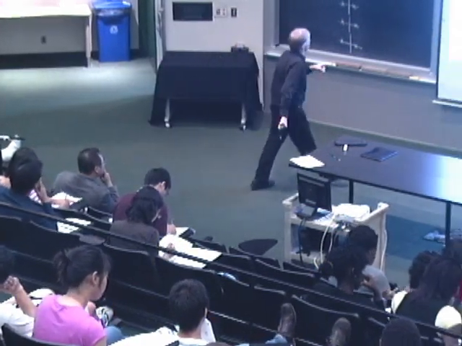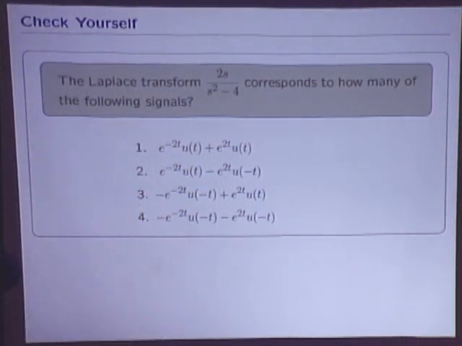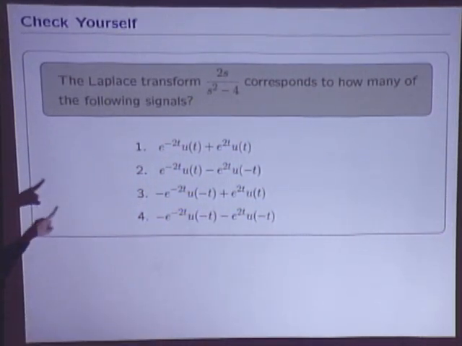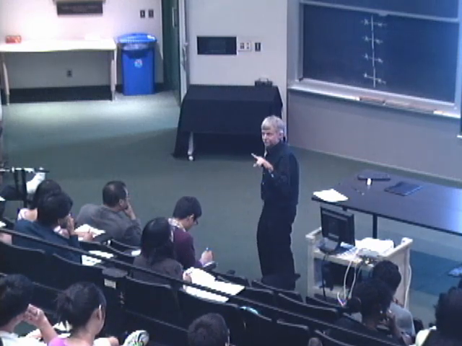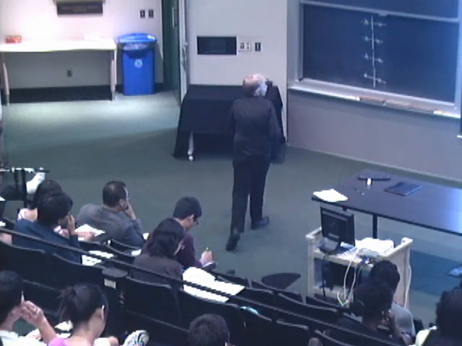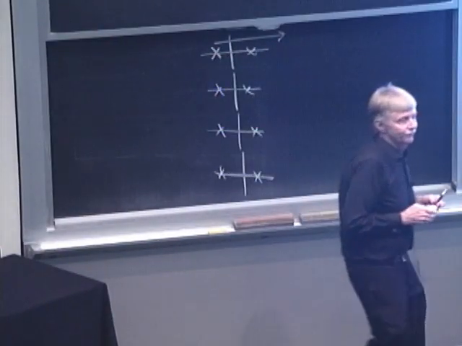So here's the pole at -2. E to the -2t corresponds to a pole at -2. U of t is a right-sided function. Where's the region that corresponds to the pole at -2? To the right of -2, right? So this first function converges to the right of -2.